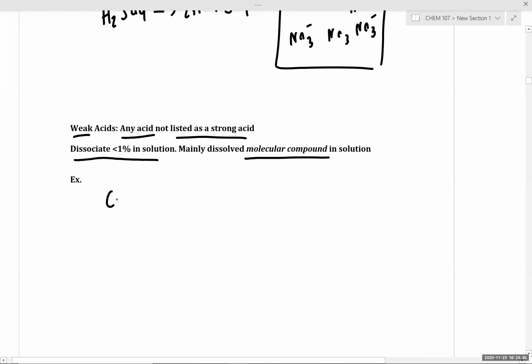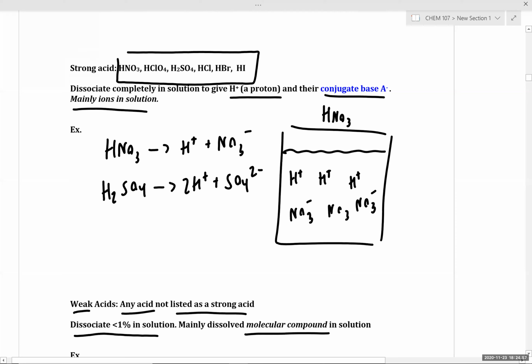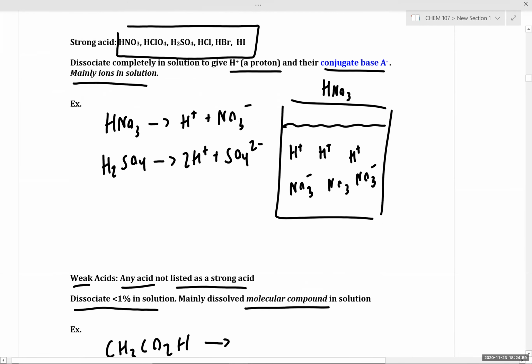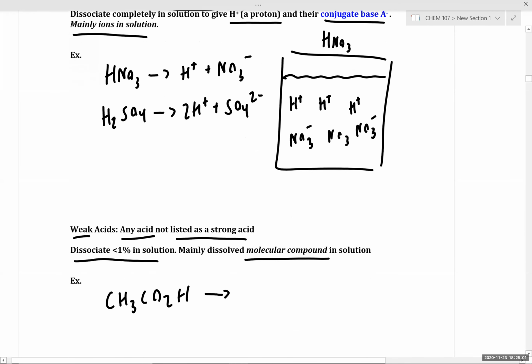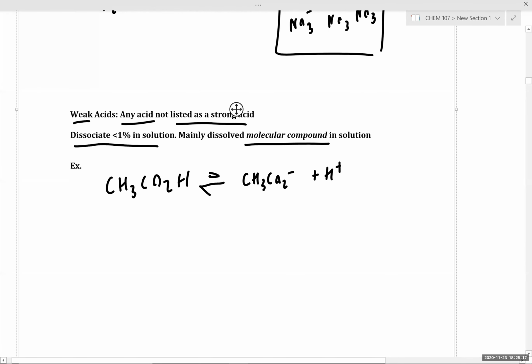So let's look at an example. Acetic acid. Is acetic acid on this above list? Is acetic acid matching any of these? No. Okay, so it's a weak acid. So then we're not really going to see a lot of dissociation. We're primarily going to have molecular acetic acid in solution, and we'll have a little bit of ions, not a lot.